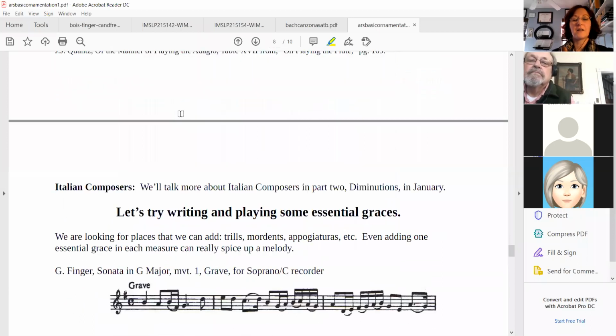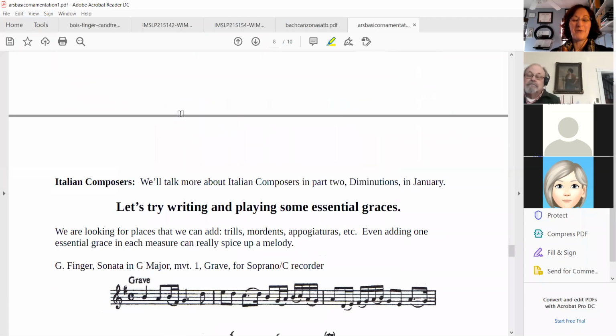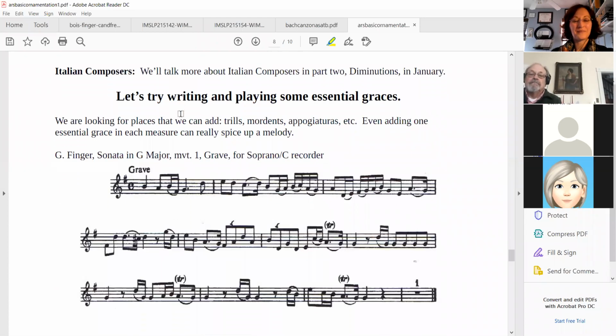All right, the Italian composers like Vivaldi and Corelli and such, they don't care much for the essential graces used by the French. The Italians and the French fought for 100 years over whose music was superior. And we'll talk more about them in January.